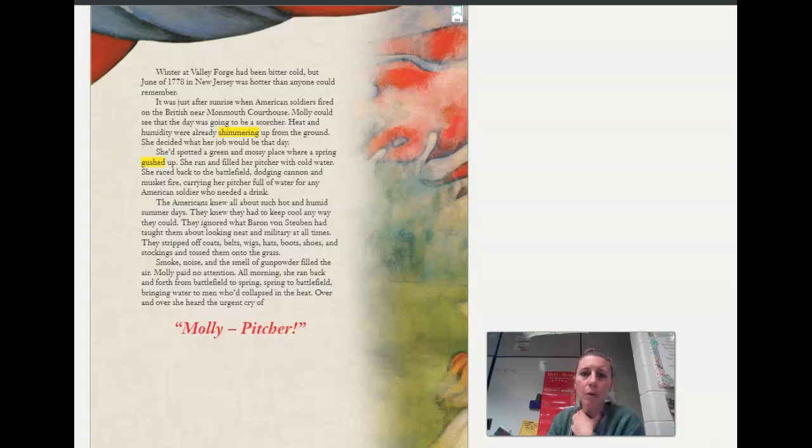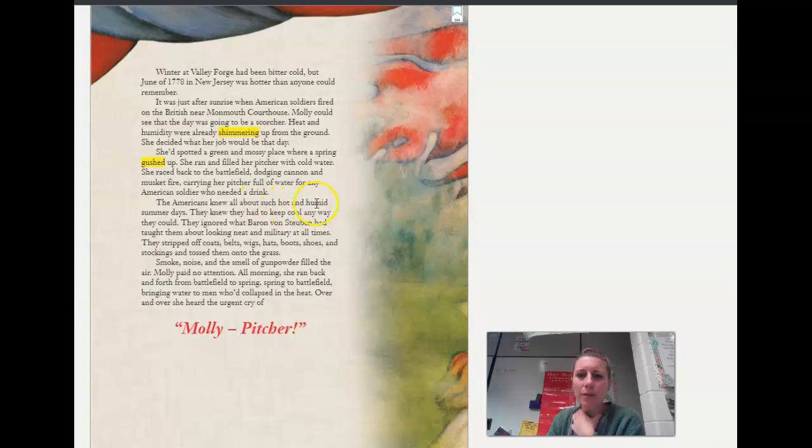Winter at Valley Forge had been bitter cold, but June of 1778 in New Jersey was hotter than anyone could remember. It was just after sunrise when American soldiers fired on the British near Monmouth Courthouse. Molly could see that the day was going to be a scorcher. Heat and humidity were already shimmering up from the ground. She decided what her job would be that day. She spotted a green and mossy place where a spring gushed up. She ran and filled her pitcher with cold water. She raced back to the battlefield, dodging cannon and musket fire, carrying her pitcher full of water for any American soldier who needed a drink. Hence the nickname, Molly Pitcher.